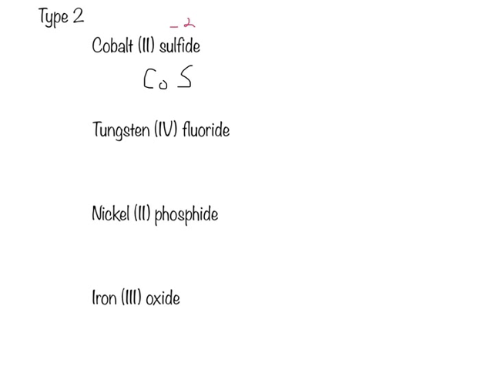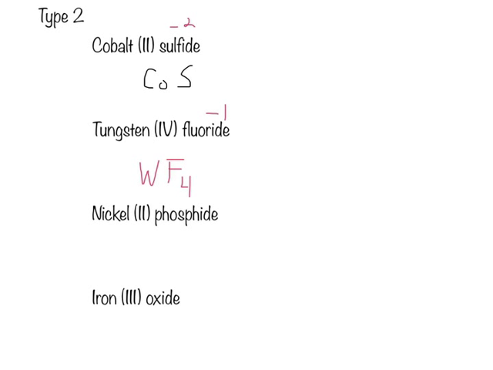Now, for tungsten 4 fluoride, all I have to do is remember, fluoride is a -1 charge. The tungsten's a +4, so how many fluorides do I need in order to use up all that positive charge? I need 4 of them. So tungsten, remember, is W, and then fluorine is F, 4, WF4.